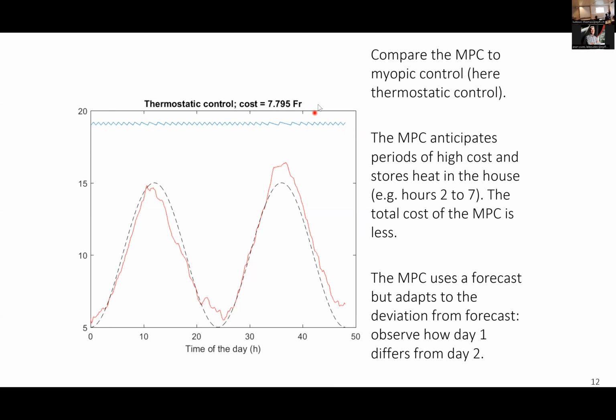And we see that the main difference is that the temperature is constant, which is a benefit for comfort, but the cost is considerably larger in this example here. And in particular, because it is heating also at the periods of very high cost.